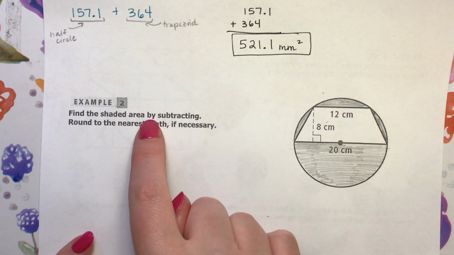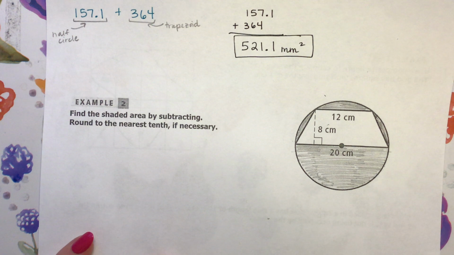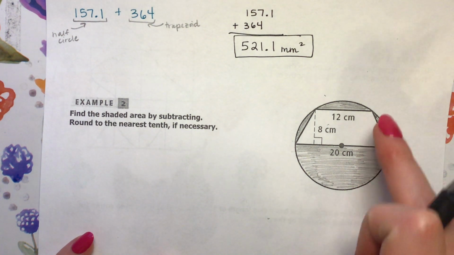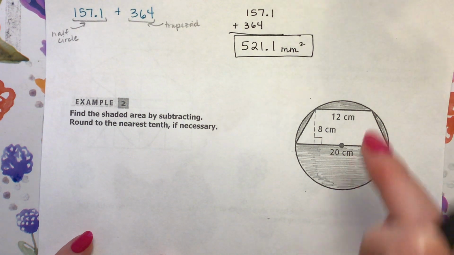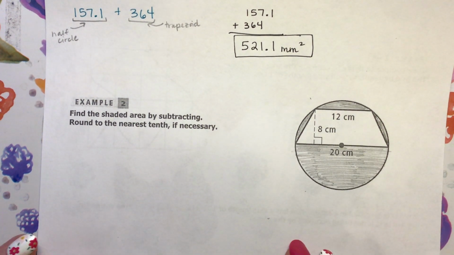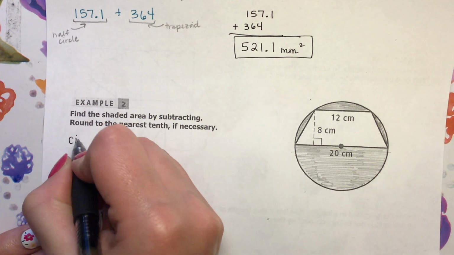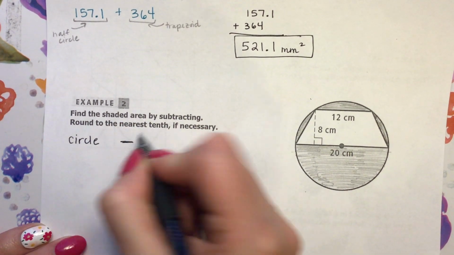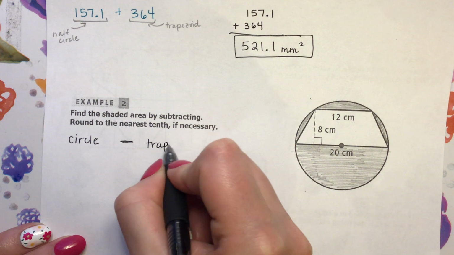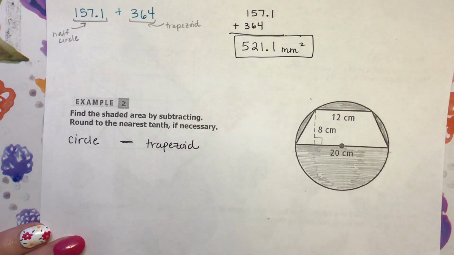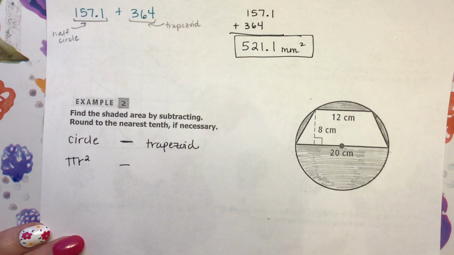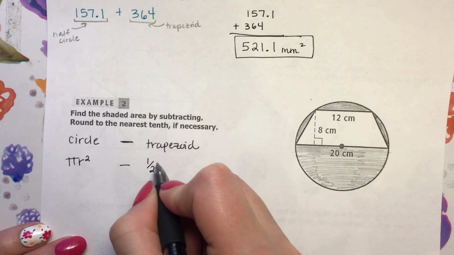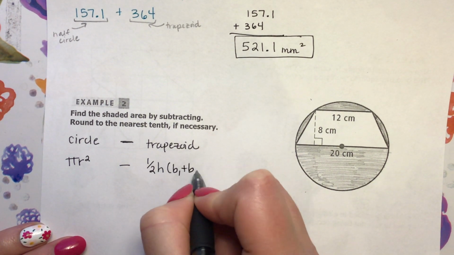It says find the shaded area by subtracting, round to the nearest tenth if necessary. So what we're going to need to do this time, we're going to need to find the area of the whole circle and then subtract the area of the trapezoid from that. So the area of a circle, the formula is pi r squared. So I'm going to write my formula out, pi r squared minus, and then the formula for the trapezoid, that is 1/2 height, base 1 plus base 2.